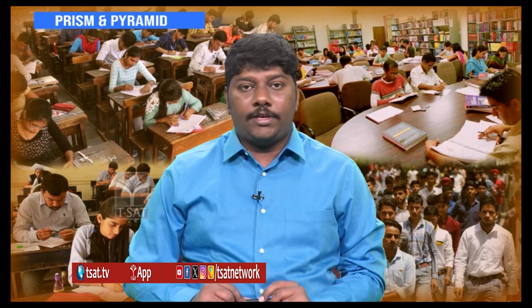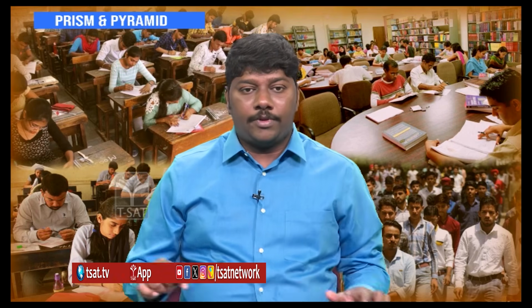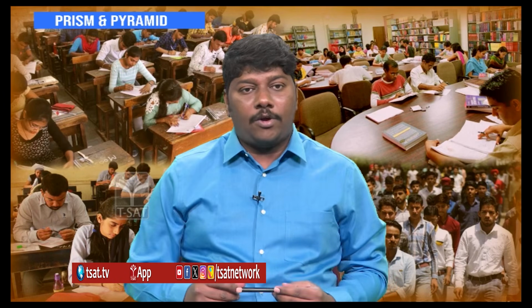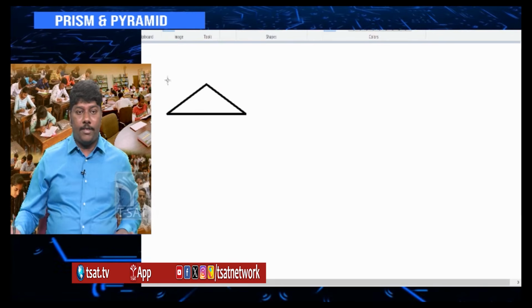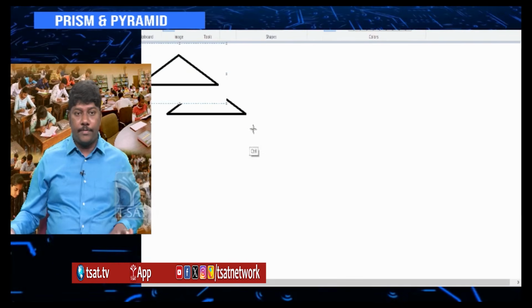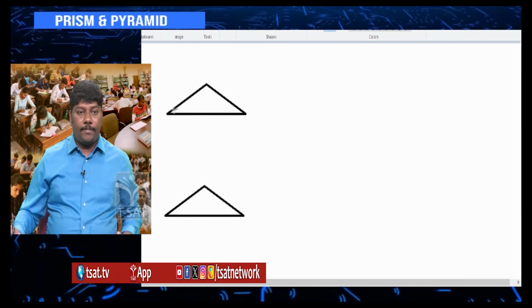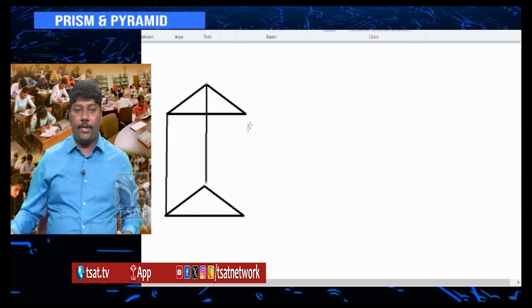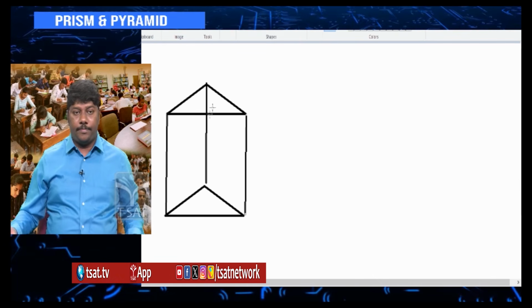So we'll start with a three-sided polygon, that is a triangle. So we start with a triangular prism. Let's look at how a triangular prism appears. I am taking a triangular base, both top and bottom surfaces are triangles, and I am joining these triangular surfaces with rectangular surfaces. So this is a triangular prism.